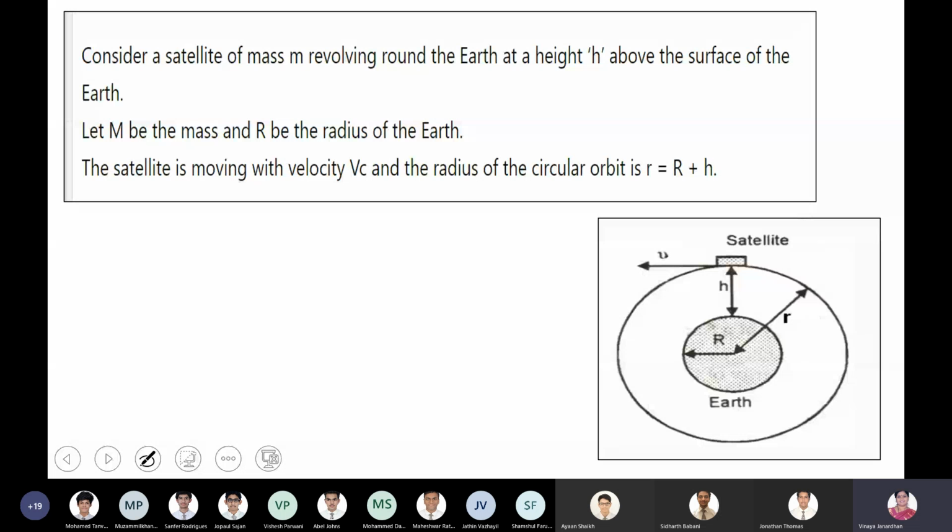So you draw the diagram and write the statement. So it's moving with a velocity vc, and the radius of the circular orbit r is equal to R plus h.